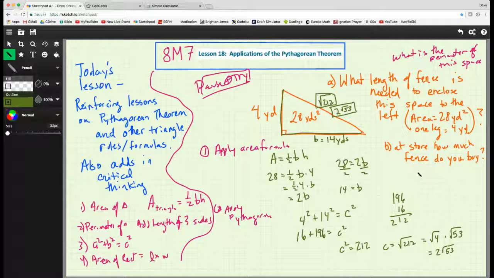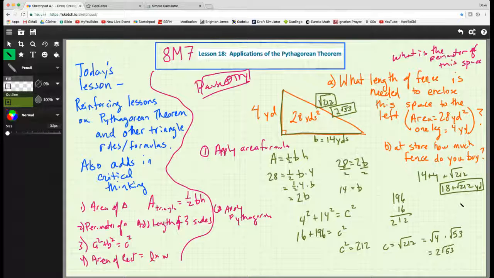Well, let's solve this really quick. What length of fence do we need? We need 14 plus 4 plus the square root of 212, or 2 root 53. So that's 18 plus 2 root 53. That's the exact amount we need. But you can't go to the store and say, I want 18 plus 2 root 53. So we have to estimate.